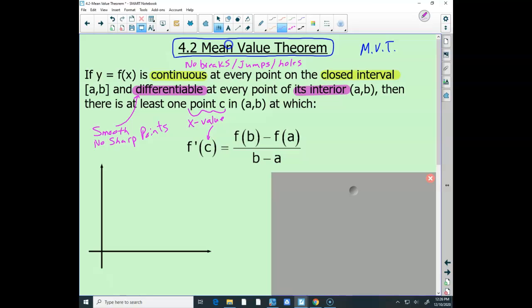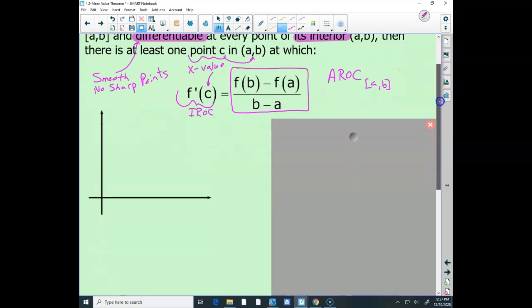Simply put, I think you know what this side is. I hope you know what this side is. Hopefully you know this is the AROC. That is the AROC from a to b. It's the average rate of change. f prime of c, and notice c is somewhere between a and b, is the IROC at c. So when does the IROC equal the AROC on a particular interval? Well, hopefully I got you good and confused already.